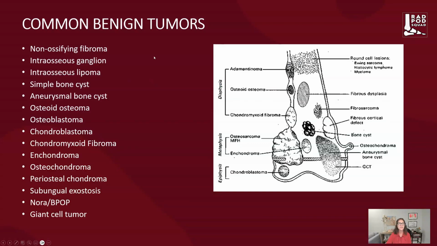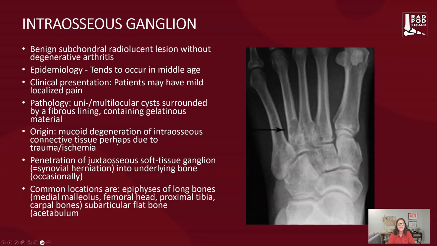In reviewing common benign tumors, I'm going to take you through a list and show you examples of many of these tumors. We'll be seeing how many of these tumors are fitting into the categories of whether they're in the diaphysis, whether they're part of the metaphysis, or whether they're part of the end of bone. So let's kick it off with an intraosseous ganglion.